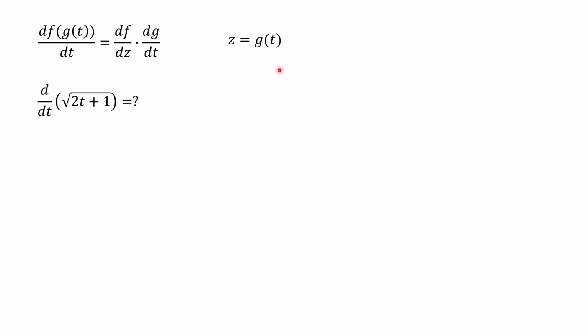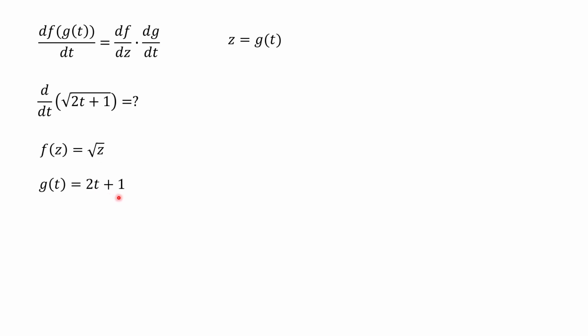So let's go back to our original problem. How would we do this? If I want to calculate d dt of the square root of 2t plus 1. Well, you could see that this is the square root of something. You can say, aha, in this case I can say I have my function f of z as a square root of z. And now my z is going to be this function. I'm going to introduce the function g of t as whatever is sitting under the square root.